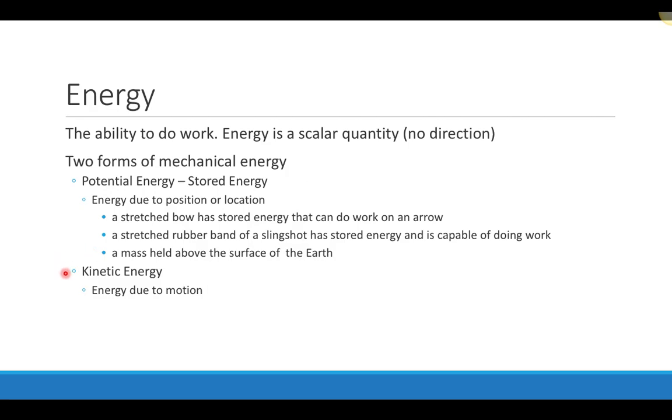The other form of energy that we're going to talk about is kinetic energy, and kinetic energy is due to motion. So with potential energy, you don't have to have any motion of the object. It's basically stored in some form. Even chemical energy is a form of potential energy, stored due to its position or its location. For kinetic energy, the object has to be in motion in order to have that form of energy.